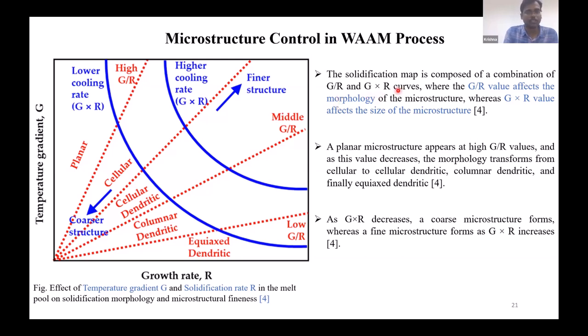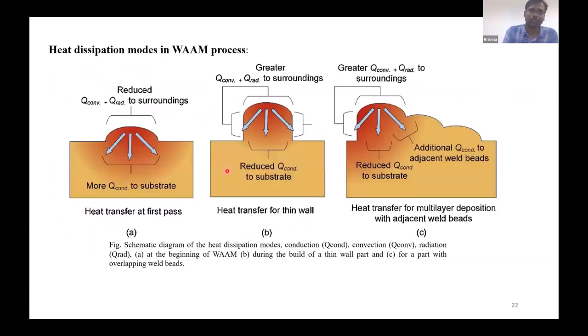So, based on this, we may be having at low G by R ratios dendritic structures, and also at high G by R ratio, we may be having some kind of planar structures. And at higher cooling rates, we may be having some kind of fine structure. And if it is lower, we may be having some kind of coarser grain structure. So this is what in general, if we see the morphology that can be happening in the microstructure development.